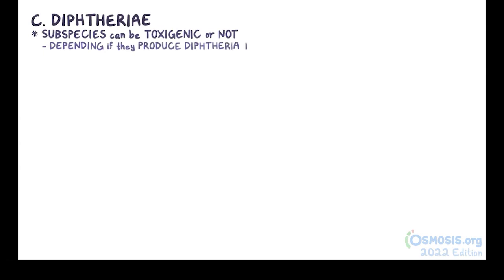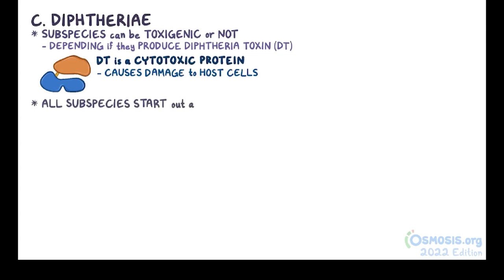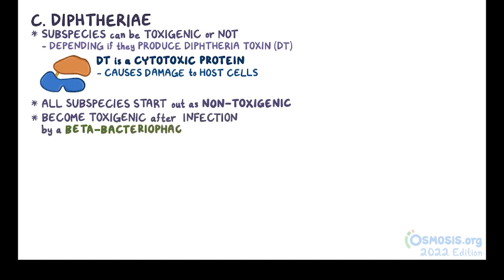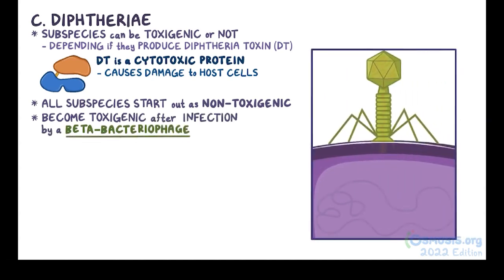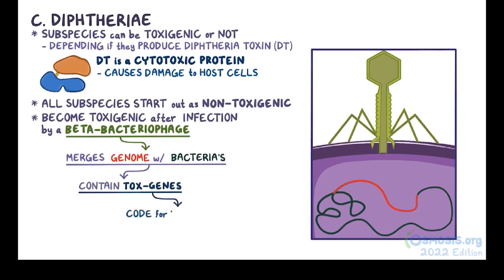Alright, any of the C. diphtheriae subspecies can be either toxigenic or not, depending on whether or not they produce the diphtheria toxin, or DT for short. DT is a cytotoxic protein, where cytotoxic means it causes damage to host cells. In fact, all the C. diphtheriae subspecies start out as non-toxigenic, but they become toxigenic after they're infected by a beta bacteriophage. This is a kind of virus that attaches to the bacteria and merges its own genome with the bacteria's. The beta bacteriophage genome contains tox genes, which code for diphtheria toxin production. Following this, C. diphtheriae can make DT, and in turn cause diphtheria.